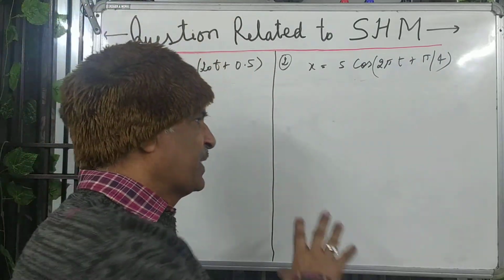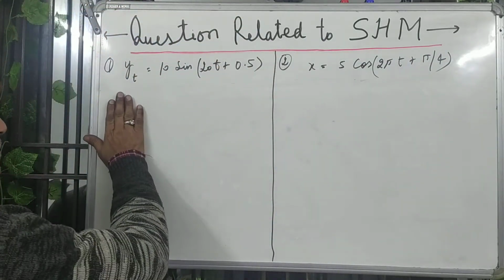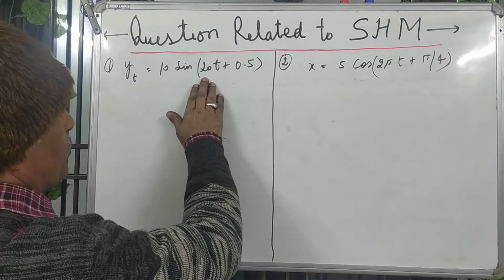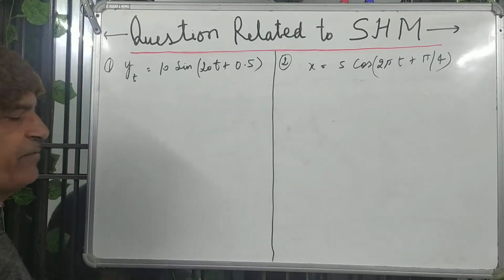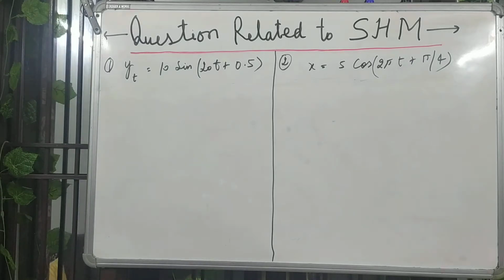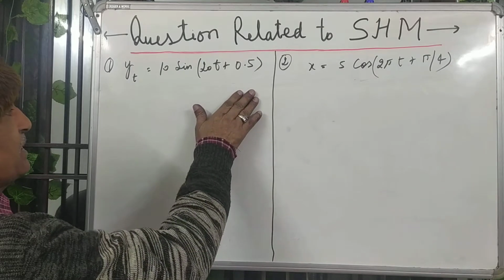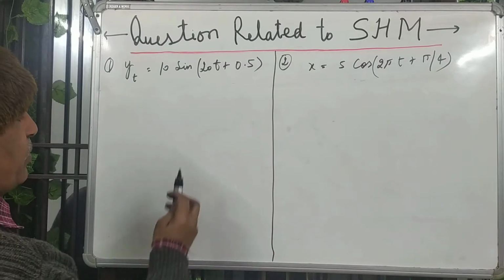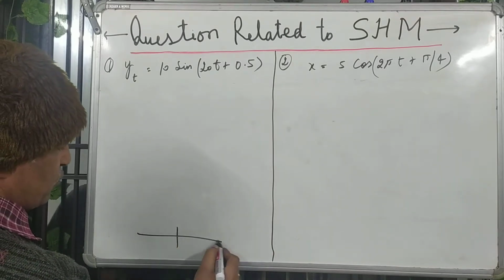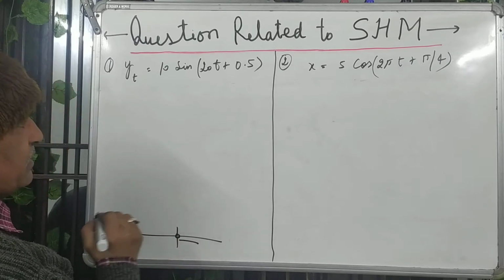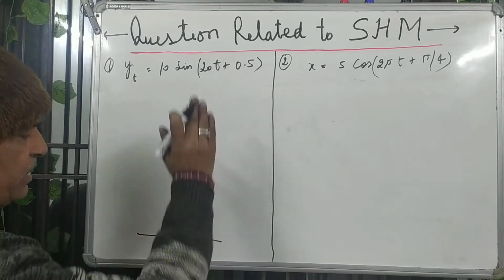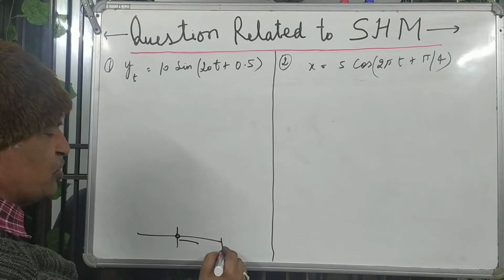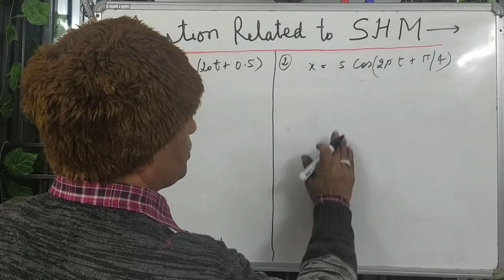So, if there is a question, y equals 10 sin 20t plus 0.5, find what is the displacement, the velocity, the angular velocity, the time period, and the acceleration. In such a question there are two types: whether the SHM starts from the mean position, then y equals a sin omega t. If the SHM starts from the extreme position, then it will be a cos function equation.